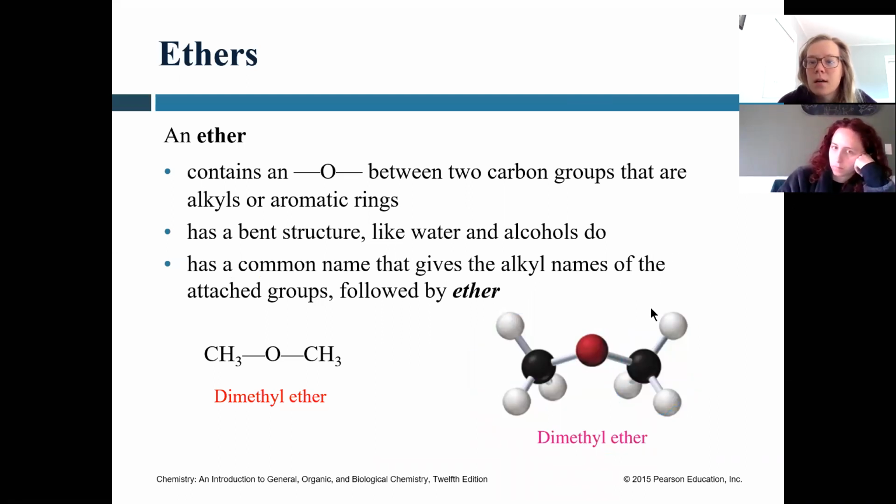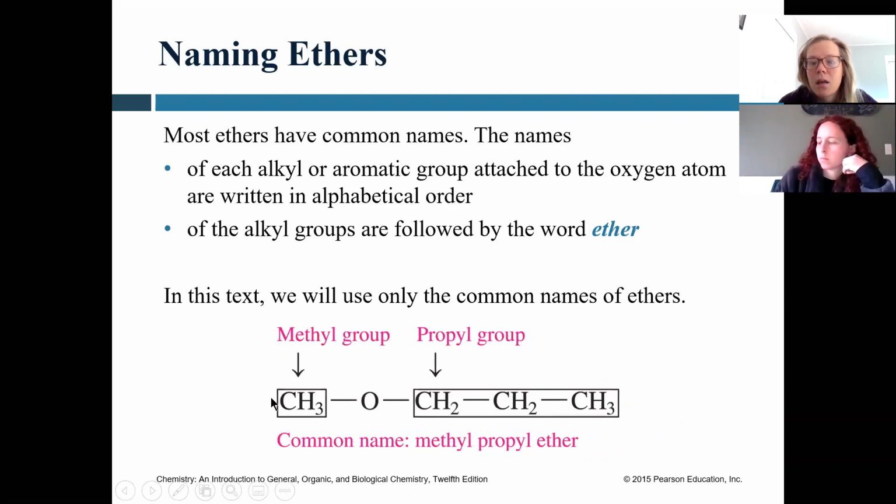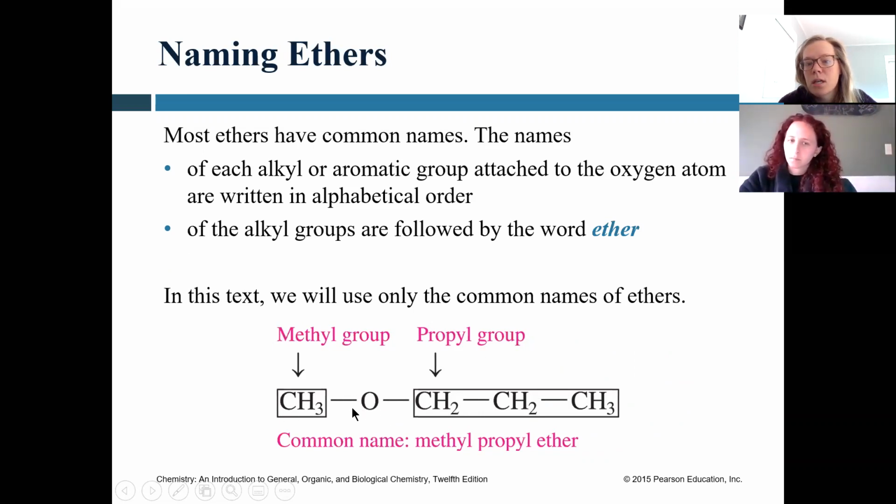What if those chains are a little bit more complicated? You just name them in alphabetical order. So let's say we have an oxygen here, bonded to two different carbon groups. This is a methyl group, and this is a propyl group. Propyl because it's a 1, 2, 3 carbon chain. I would name the methyl first because M comes before P in the alphabet. So this thing would be called methyl propyl ether.